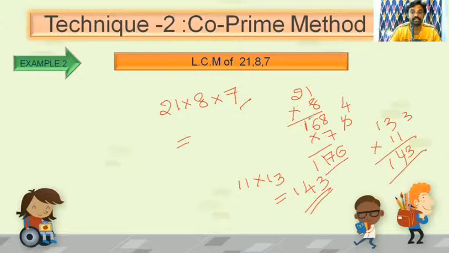So what is the answer, my dear friends? The answer is 1176. 1176 is the LCM. That's simple. Just multiply them directly. You can write it as the LCM. No need of the synthetic division method. So that's all for this lesson. Let's go to Technique 3.